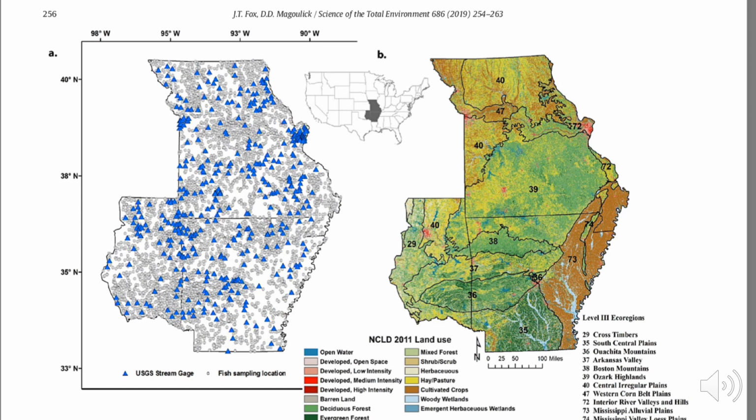This map is from the scientific paper by Fox and McCulloch 2019, titled Predicting Hydrologic Disturbance of Streams Using Species Occurrence Data. The authors looked at spatial patterns of hydrologic disturbance by looking at species occurrences in the watershed.